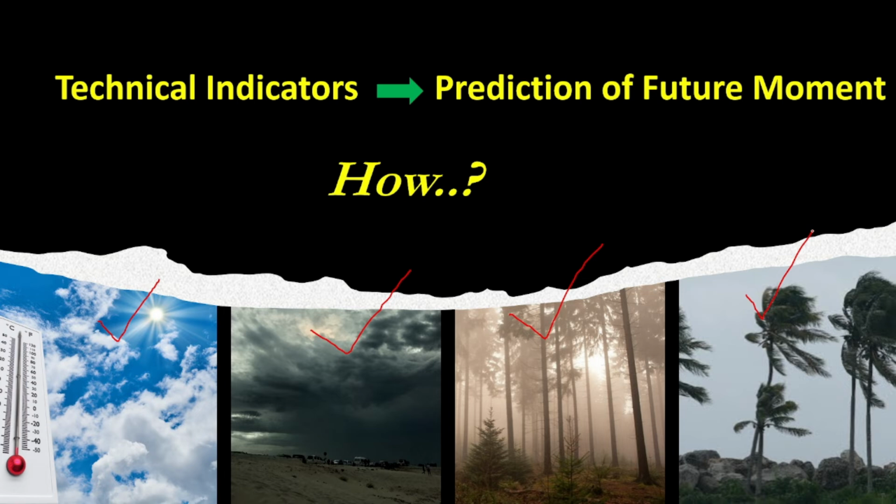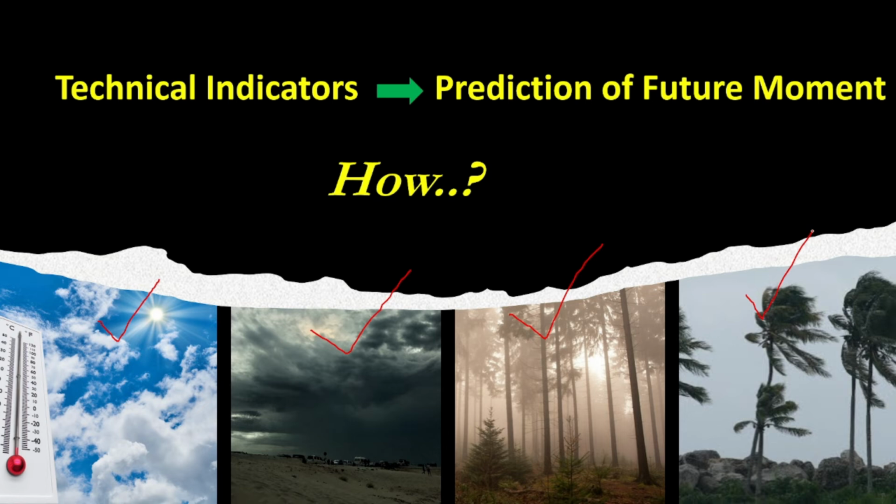So here also the technical indicators take certain parameters into consideration and then predict the future movement of a market. Every technical indicator has its own formula which takes the price data or the volume data as an input, and then it performs a mathematical operation and generates a signal. That is how a technical indicator works.